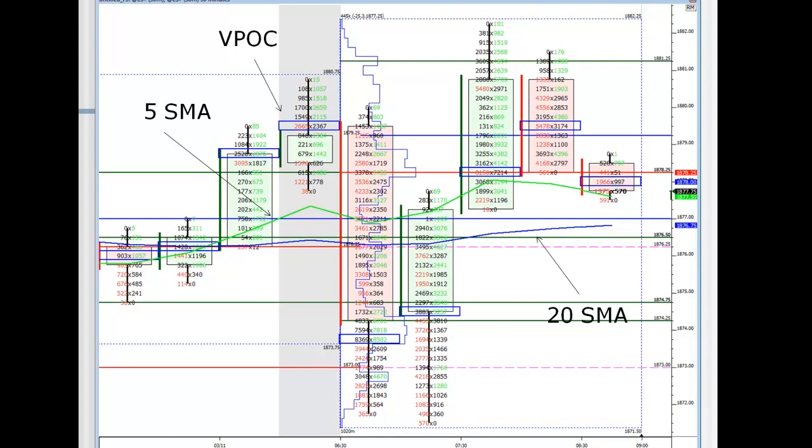Now I'm adding some additional technical tools, some very simple ones. I want to take a look at the volume point of control for each bar, and that is the level that has the greatest volume for each of my bars, and each of these bars happens to be a 30-minute bar. I want to take a look at where those are, and they're very easy to spot. Here they are. These are all my high volume nodes.